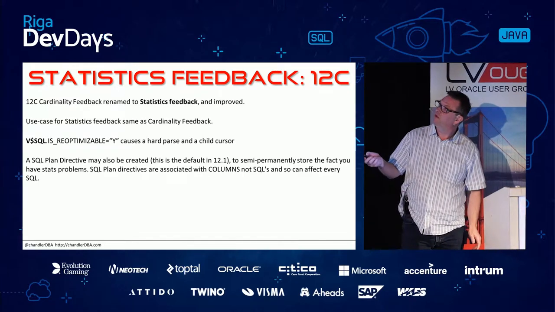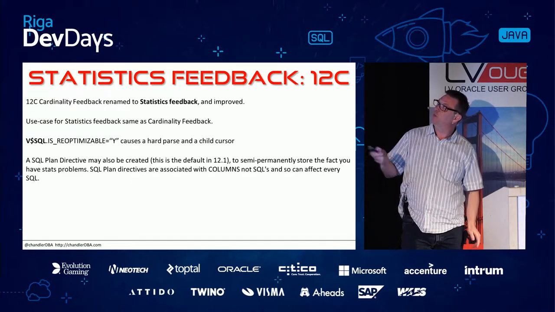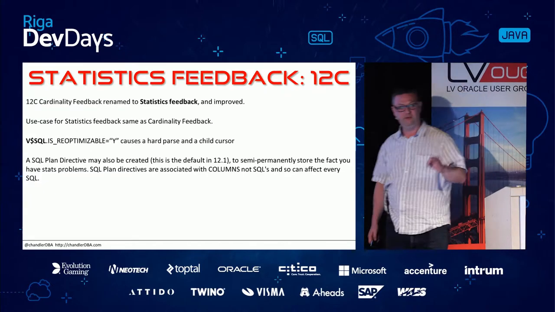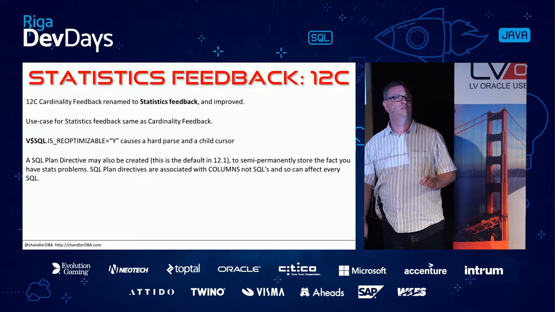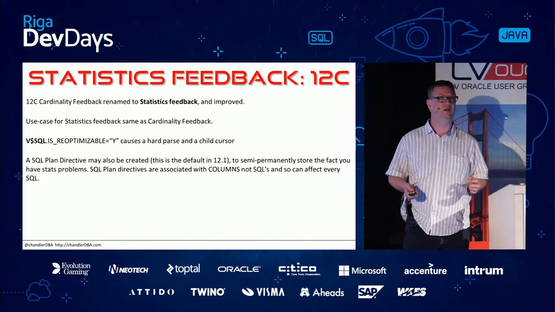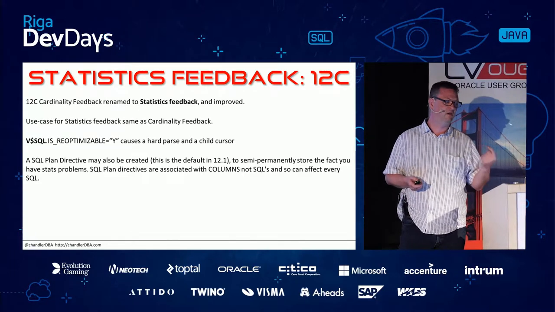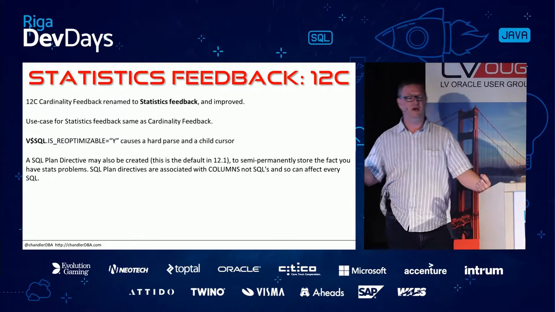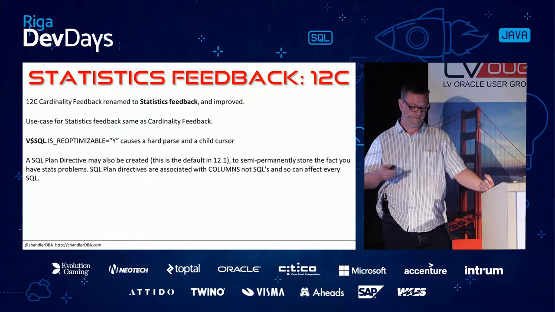We've got this little view in the database, which says, is reoptimizable, why? And if it says is reoptimizable, it means it is going to be reoptimized. It means this particular cursor is no good. That causes a hard parse and a child cursor.